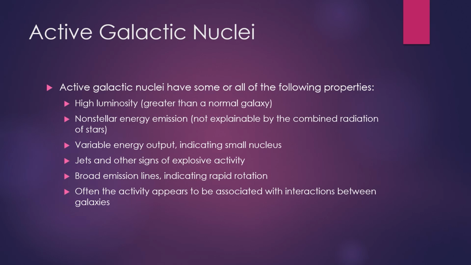Okay, so active galactic nuclei have some or all of the following properties. High luminosity, greater than a normal galaxy. Non-stellar energy emission, meaning it's not explainable by the combined radiation of the stars that we can observe. Variable energy output, so it must have a small nucleus. Jets and other signs of explosive activity. Broad emission lines, indicating rapid rotation. And often the activity appears to be associated with interactions between galaxies.